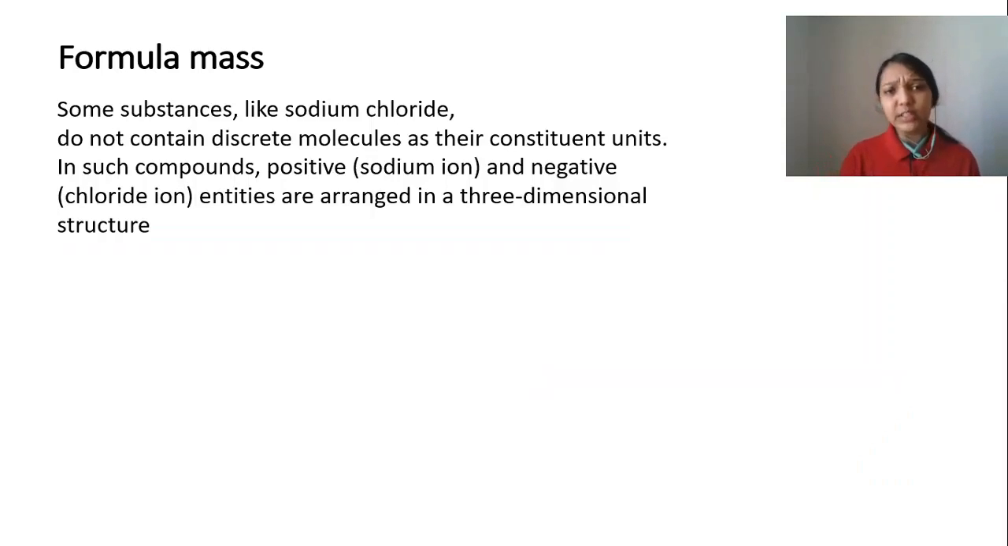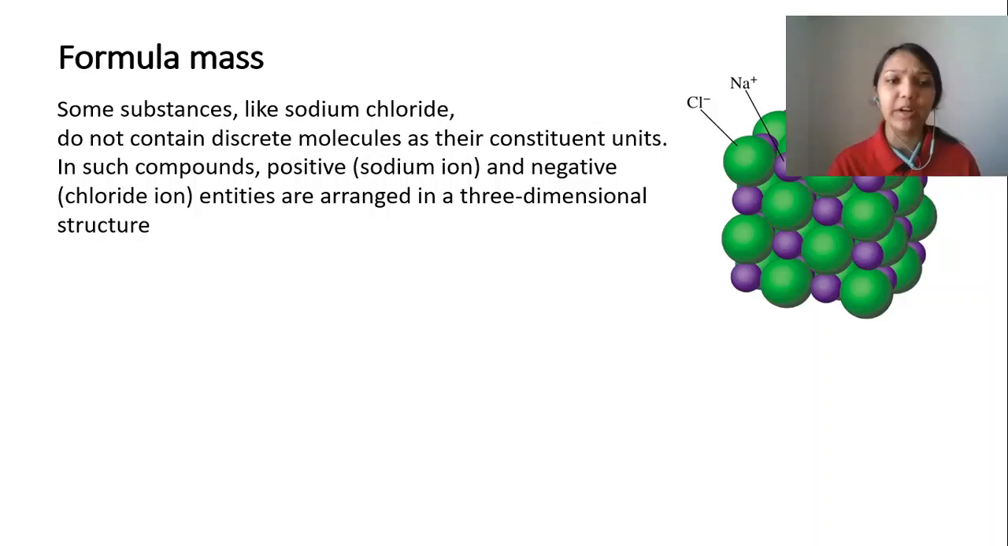So there were substances like sodium chloride, which do not contain discrete molecules as the constituent units, but have ions: the positive ion is the sodium ion and the negative ion is the chloride ion, which combine together to form sodium chloride. That is a 3-dimensional structure. In this case, they couldn't find the mass by the previous calculation.